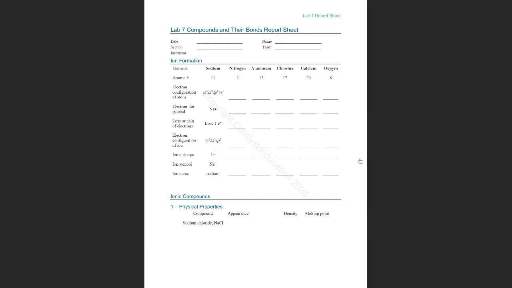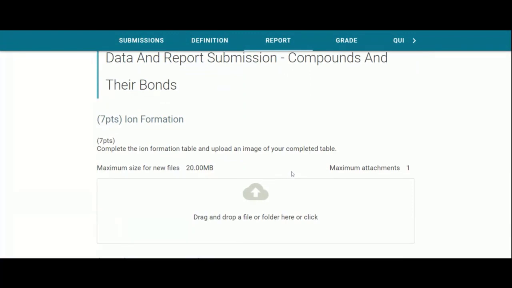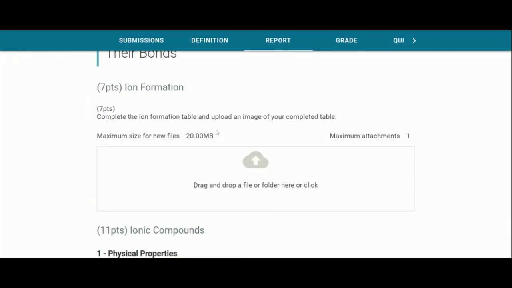I'm going to go ahead and share my screen right now. Let's see. Lab report. There we go. So this is the lab report. It says data and report submission, compounds and their bonds. Complete the ion formation table and upload an image of your completed table. So this ion formation table that it wants you to complete is none other than the table that I just showed you.